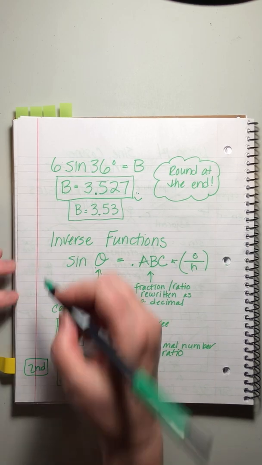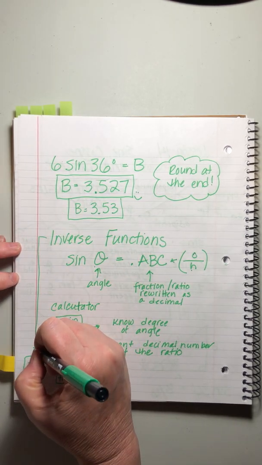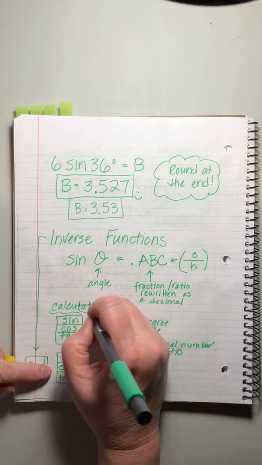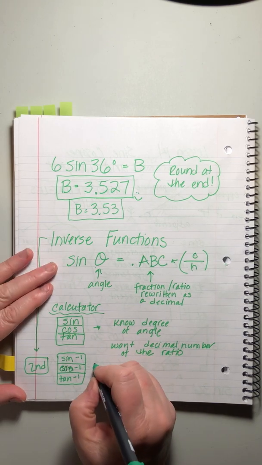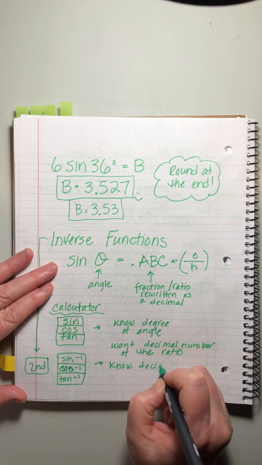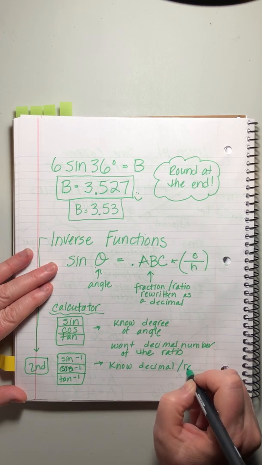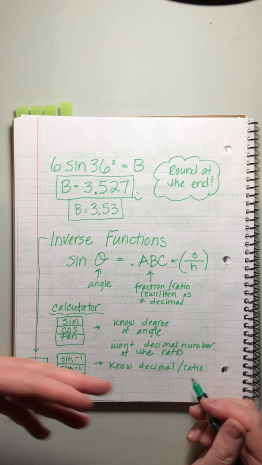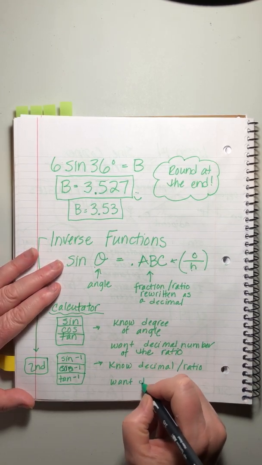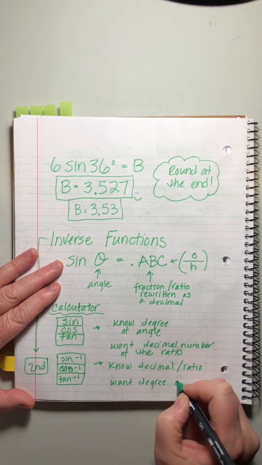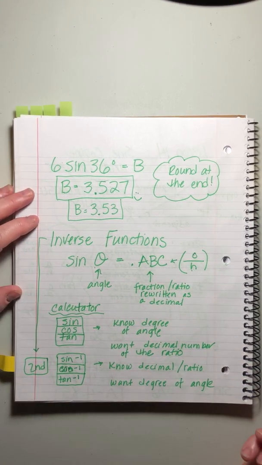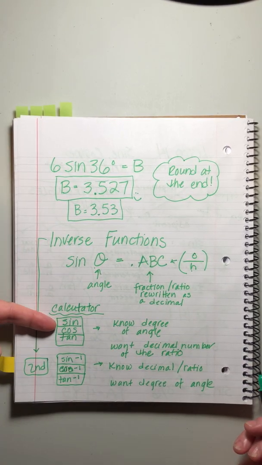This is how we calculate the inverse function, right? This is the regular calculation. This is how we calculate the inverse. And the inverse is when we know the decimal ratio, either in fraction or decimal form, and we want the degree of the angle. This is super important because everybody gets confused as to when you use this button versus those buttons, all right?